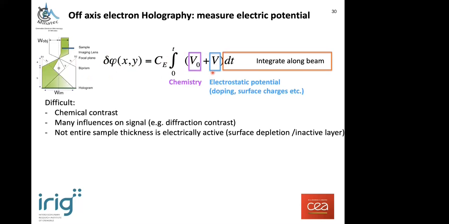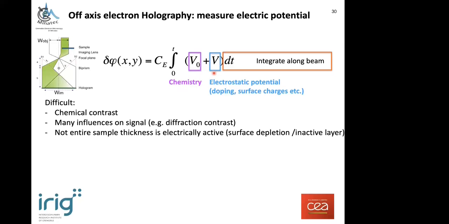And we can tentatively separate the electrostatic potential in these two terms. First, we have something related to the atoms in our sample, because they will also dephase the electron wave. So we can think of this as the chemistry. It's typically referred to as mean inner potential. And on top of that, we have something that describes electrostatic potential due to doping and surface charge and so on.